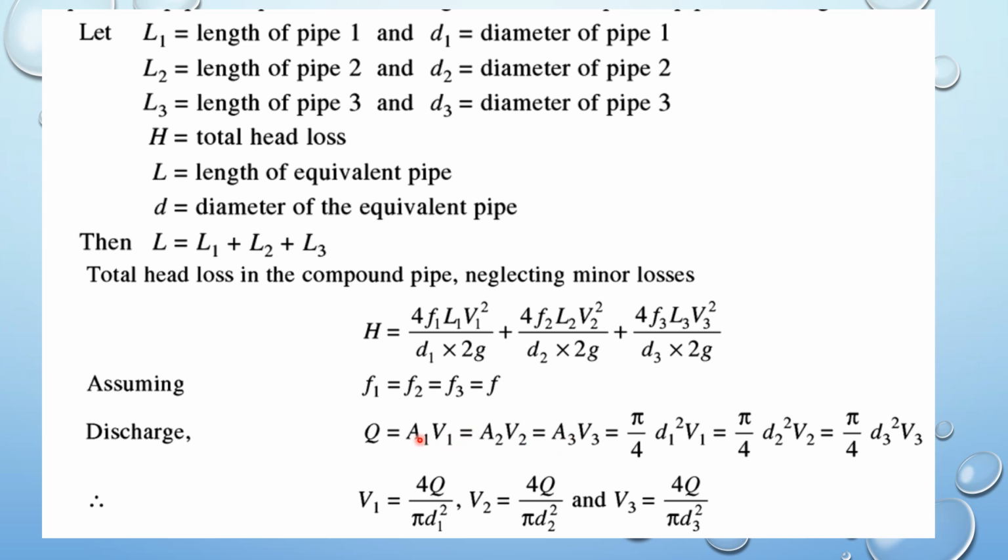So substituting, A1 is pi by 4 D1 square into V1. Similarly for pipe 2 and pipe 3, and writing it in terms of V1, V1 is equal to 4Q by pi D1 square. Hope you have understood how to write this. So that we will substitute this V1, V2, V3, etc. in this equation.